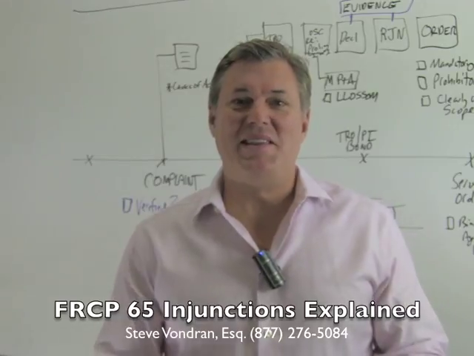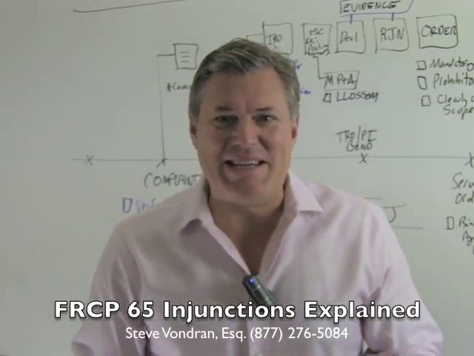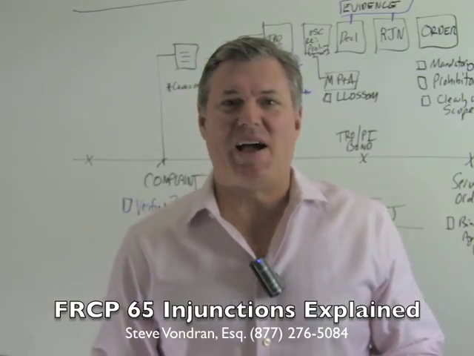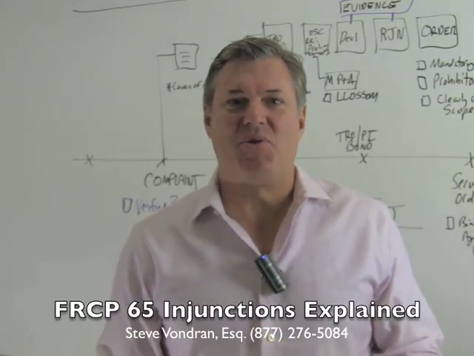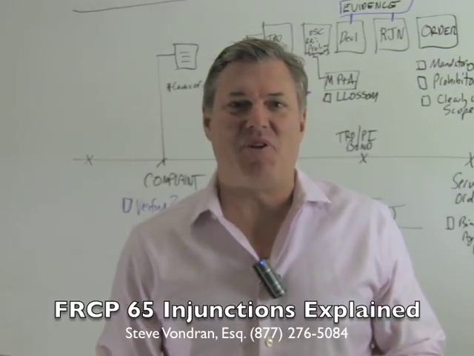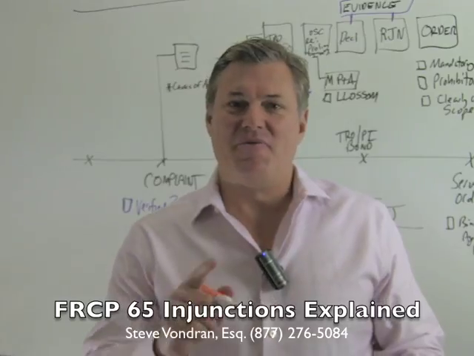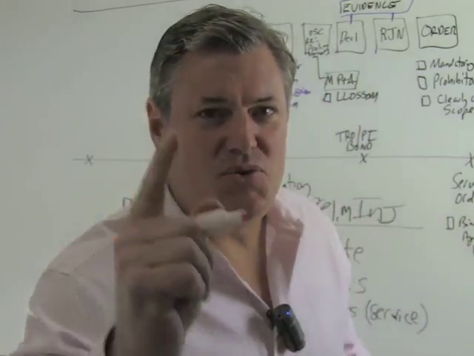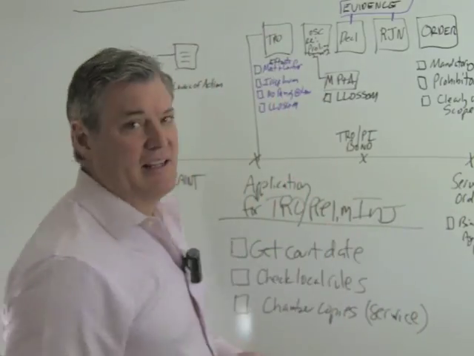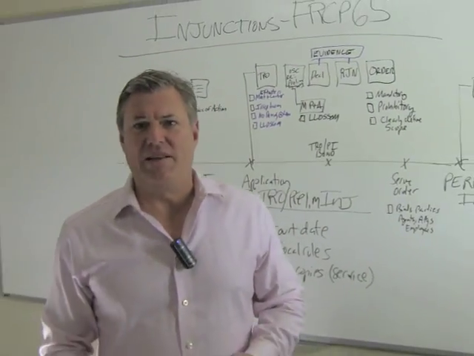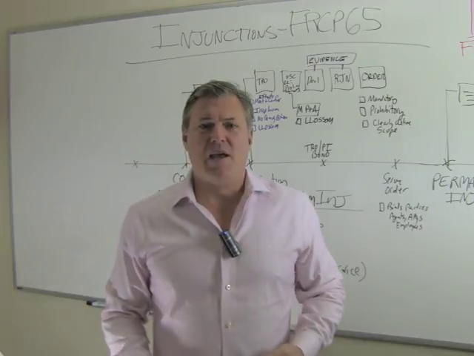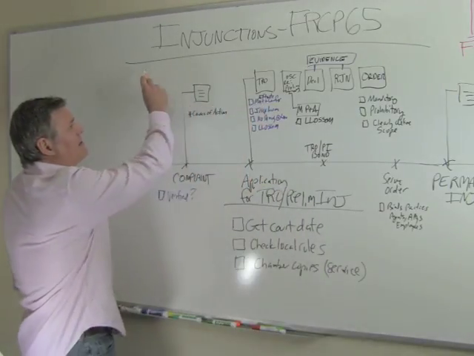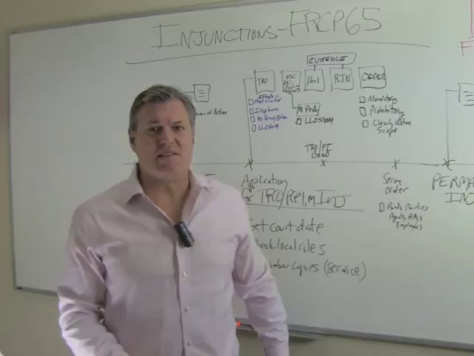We are talking in this video about FRCP Rule 65, Temporary Restraining Orders and Injunctions. This is FRCP 65, Federal Rules of Civil Procedure. So without further ado, let's head to the Attorney Steve litigation whiteboard. Okay, let's back this puppy up here. And we are talking in this video about injunctions in FRCP 65.